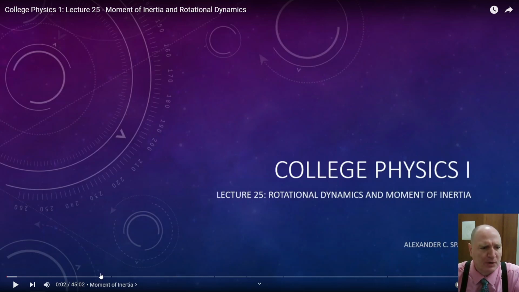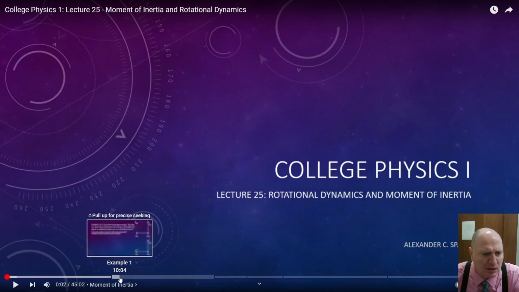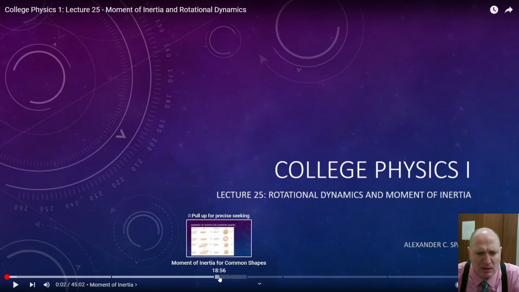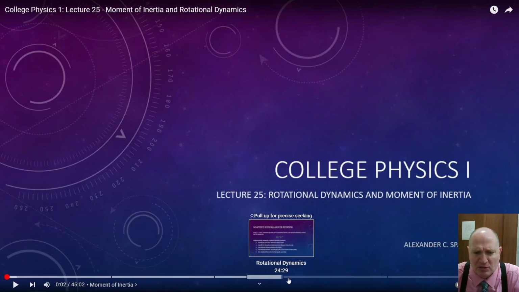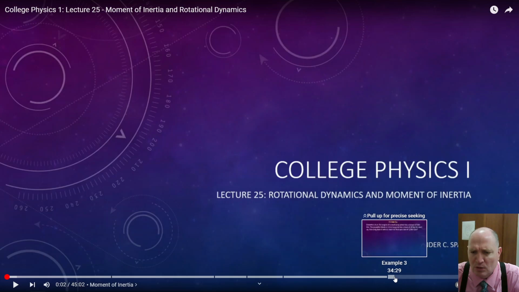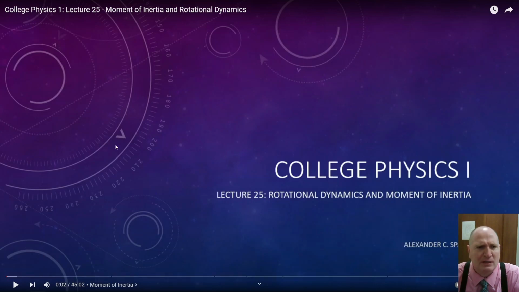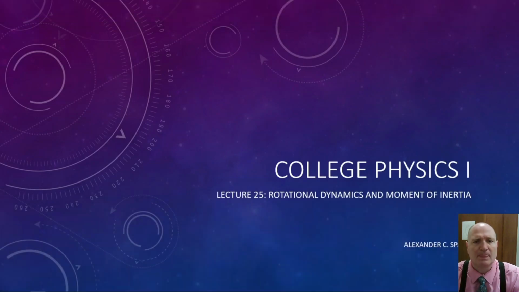So let's get going. Looks like there's some chapters here. Example 1, common shapes, rotational dynamics, example 2. So we might jump to the examples after we hear the beginning here. College Physics 1, Lecture 25, Rotational Dynamics and Moment of Inertia.